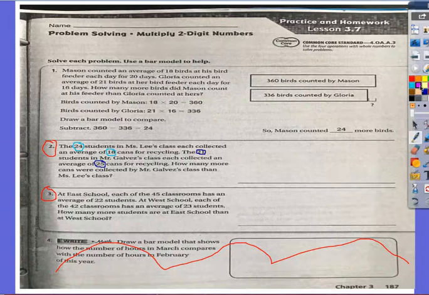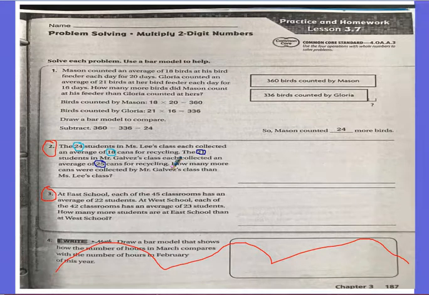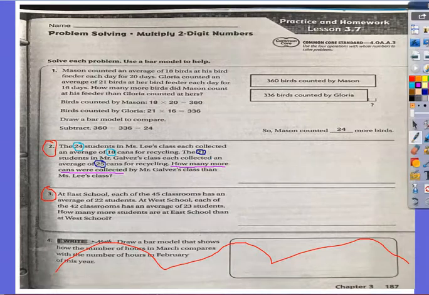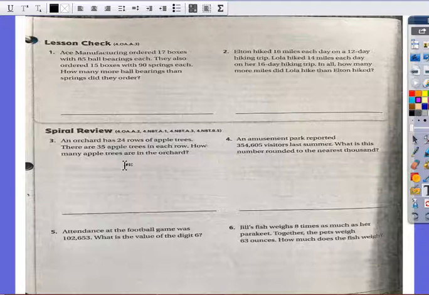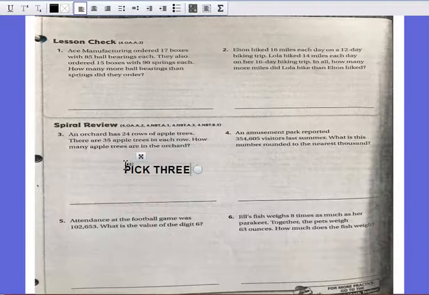Then they're going to ask you, here's the second part of the equation, how many more cans were collected from Miss Galvez's class than Miss Lee's class? So use the information that you circled. How are you going to find a total for Miss Lee's class and a total for Miss Galvez's class? And then what are you going to do with those two numbers in the end? Alright, then on this page, I'll let you pick 3. I'll just write pick 3.